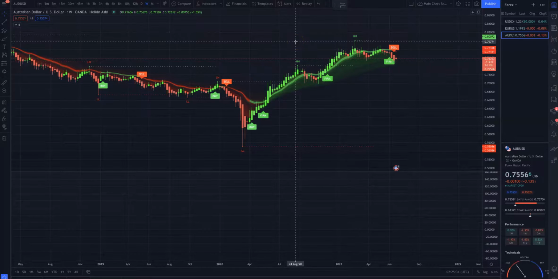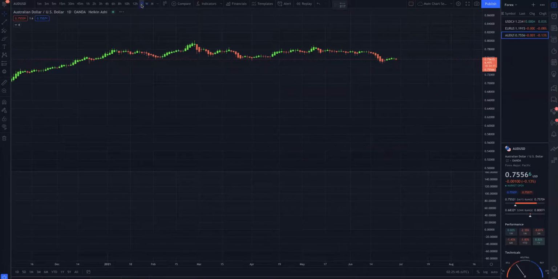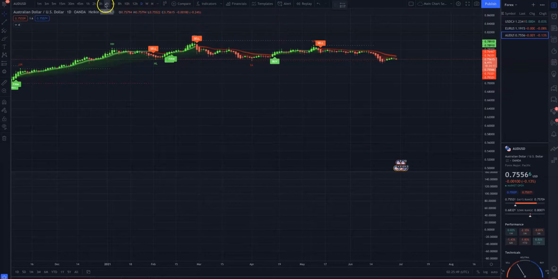I spent this whole time on the weekly time frame because I like the weekly. The weekly gives me a quick snapshot of what the market is about to do. And then I dive in when I go into a trade and switch to daily, and then I go all the way down to the 4 hour, 2 hour, and 1 hour.